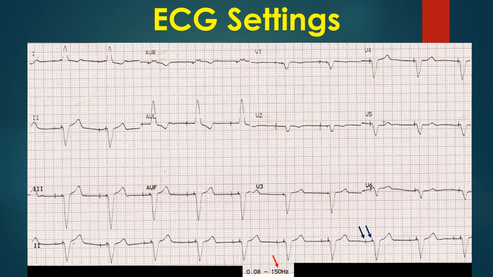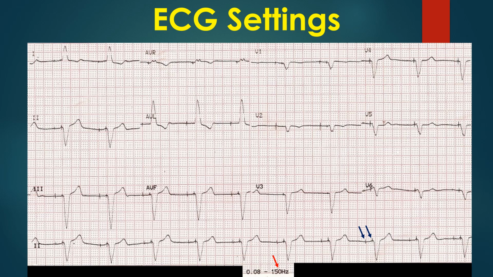rhythm. Pacemaker spikes are easily seen when the same ECG is repeated with a change in the low pass filter to 150 Hz. In fact, both atrial and ventricular pacing spikes are seen before each QRS complex with an interval in between marked by blue arrows. Hence, this person has a functioning dual chamber pacemaker.